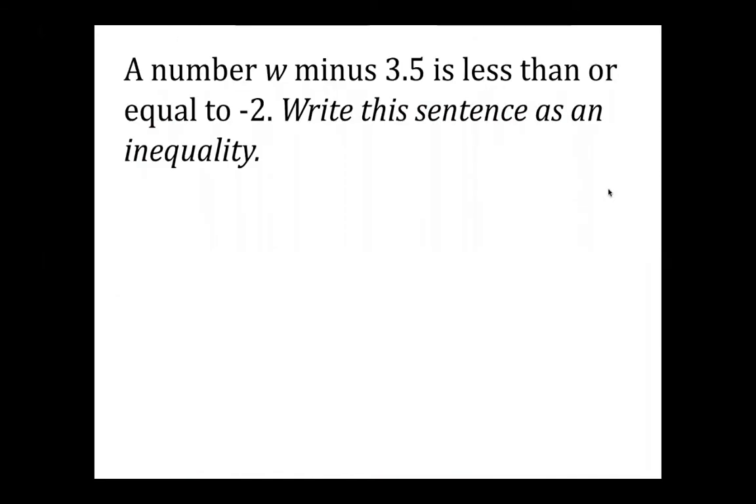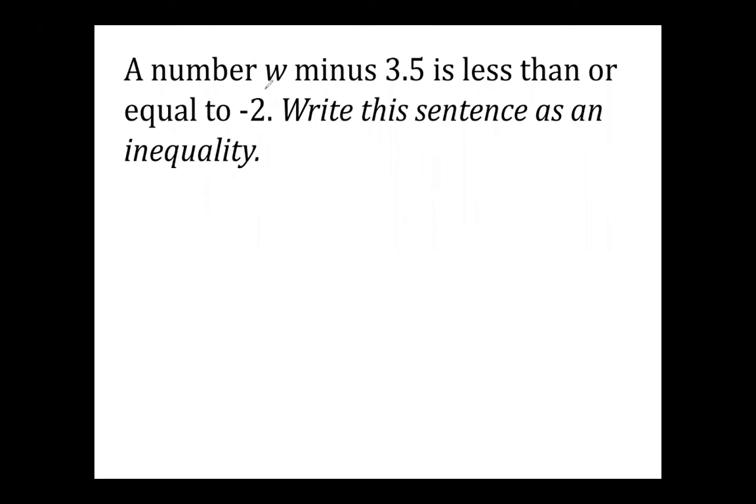Let's look at this very first example. We have a number W minus 3.5 is less than or equal to -2. We're going to write this sentence as an inequality. So the very first thing you want to do is identify which parts of the sentence you're going to be using in your inequality. And this is also the time you identify what inequality symbol you're using.